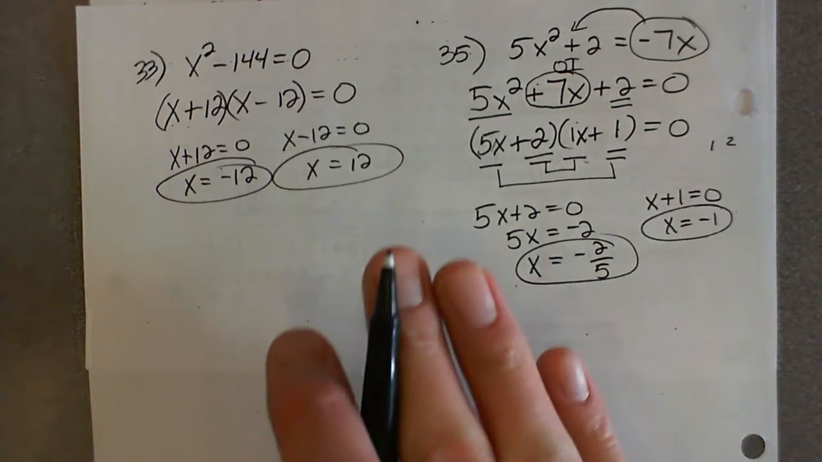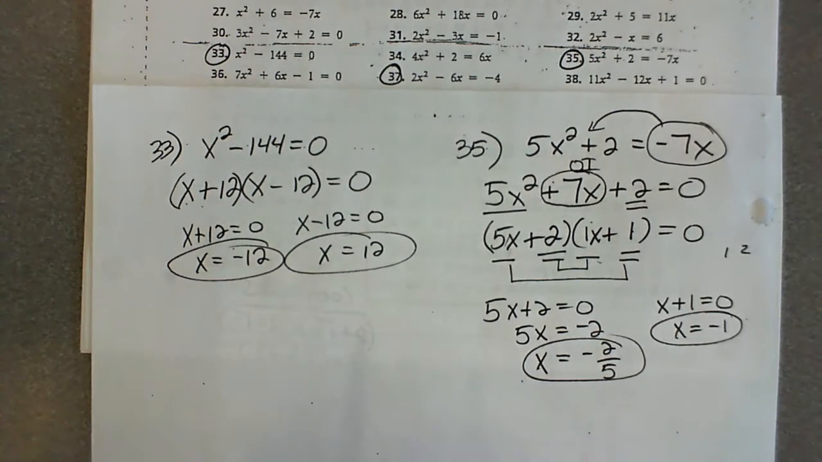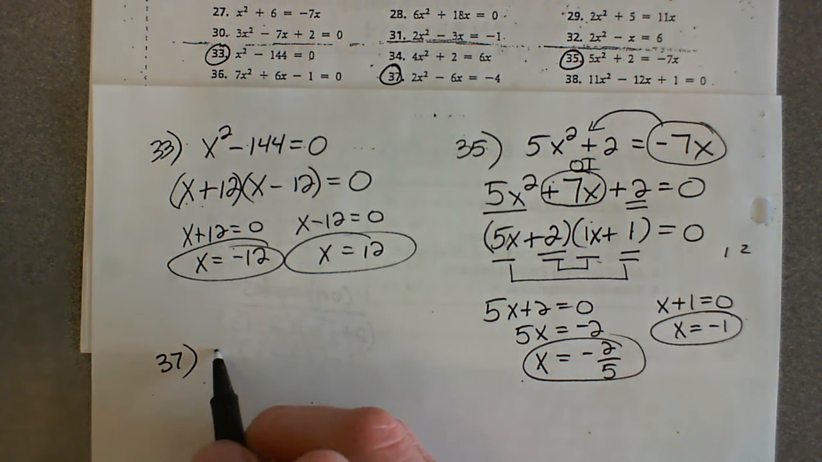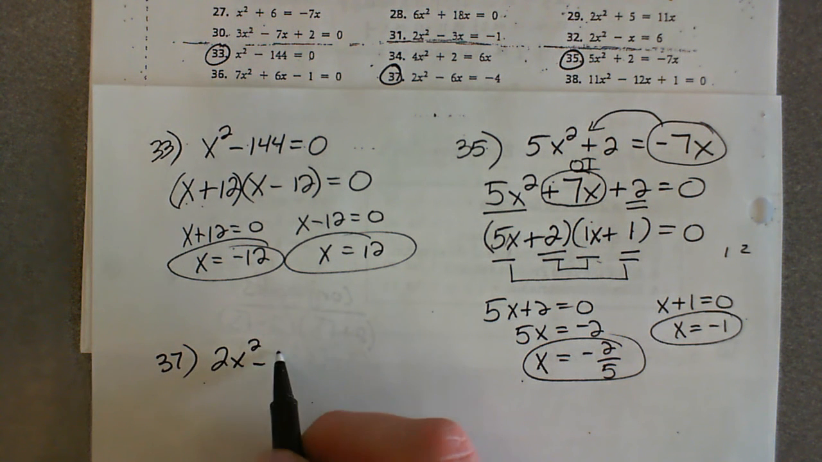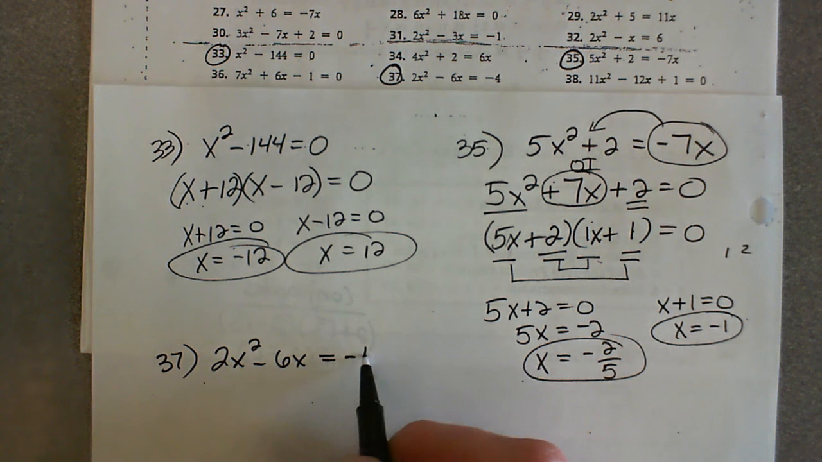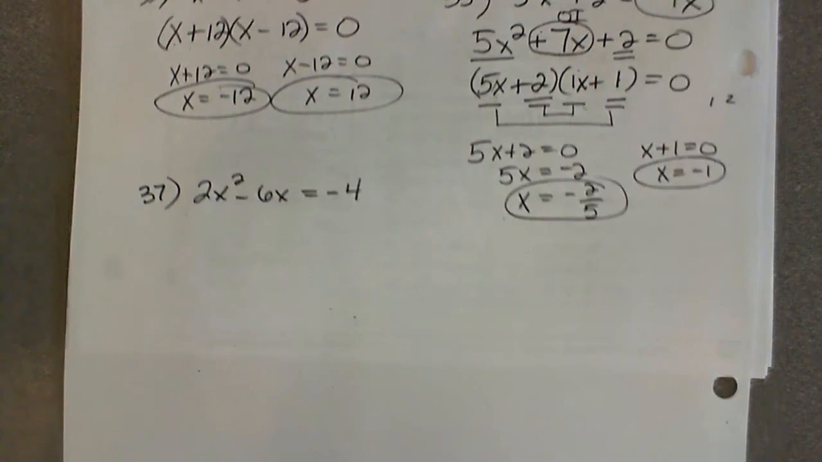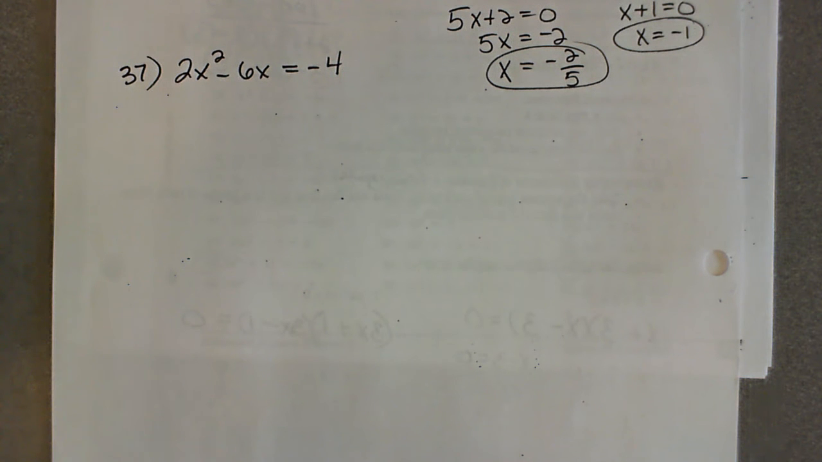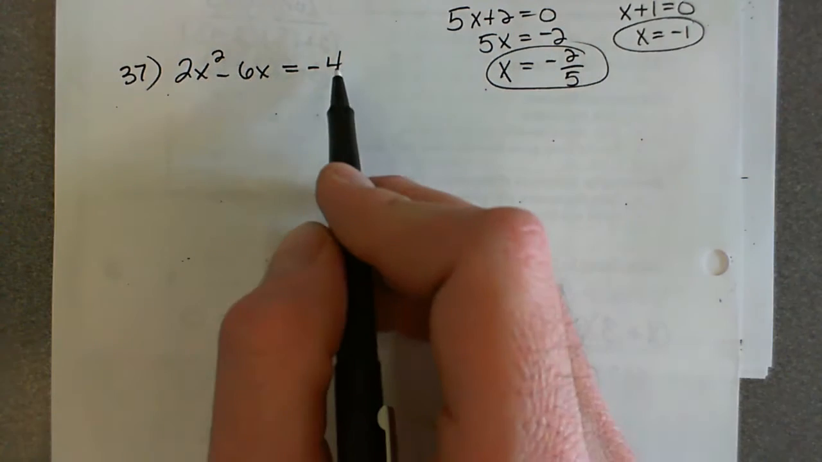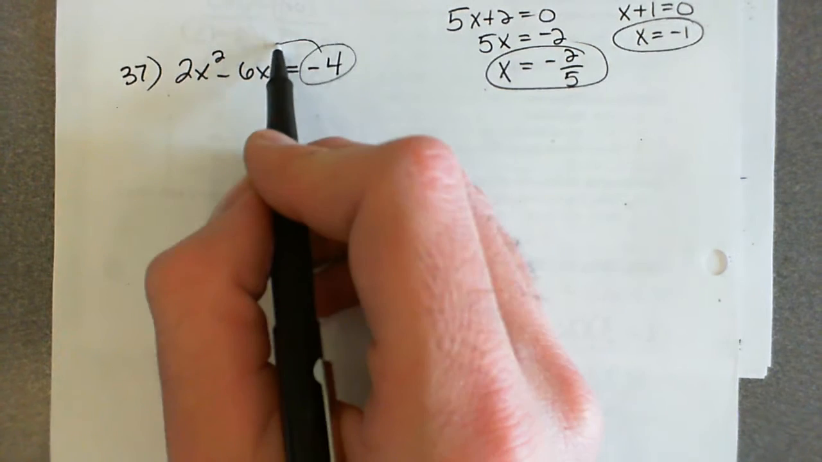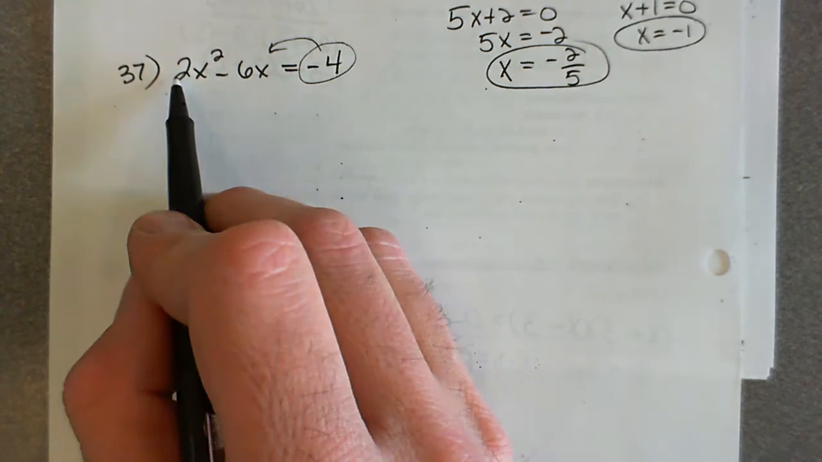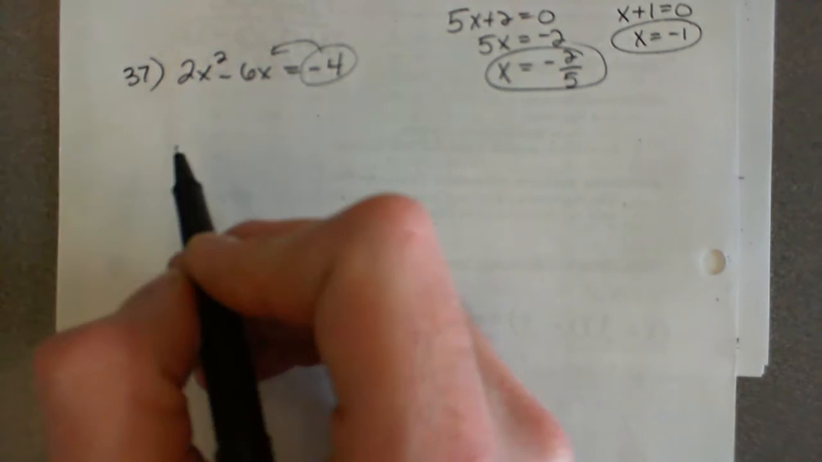Now let me do one more. Last one I'm going to do is 37. On question 37, I have 2x squared minus 6x equals negative 4. Okay. Now, on this problem, is it set equal to 0 yet? Doesn't appear to be. So we need to bring this term over to that side because the x squared term here is already positive, so I would leave it positive.